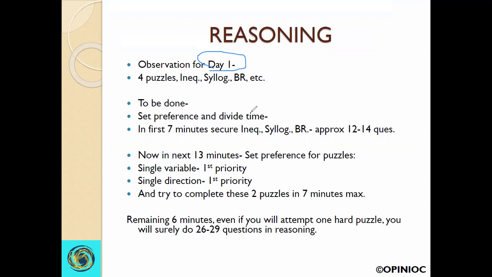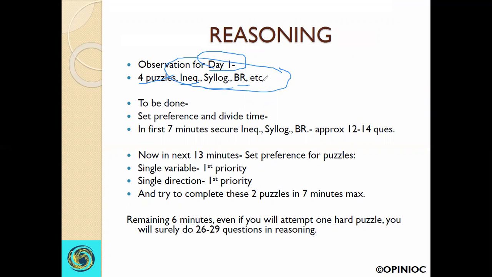First of all, the pattern was the same. There were four puzzles, four inequalities, four syllogisms, and four questions on blood relations. And there was one miscellaneous question. Regarding the miscellaneous question, we will deliberate about it after some time, in the last slide. So let's focus on this part: inequalities, syllogisms, and blood relationships.